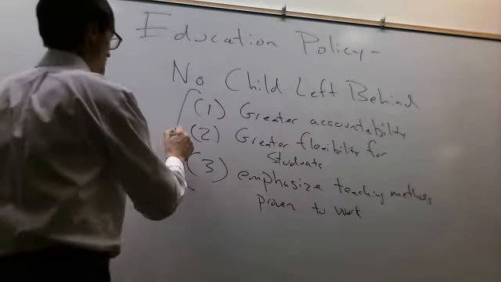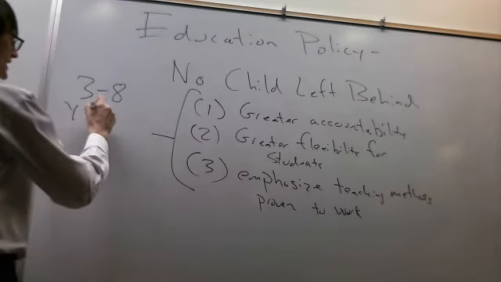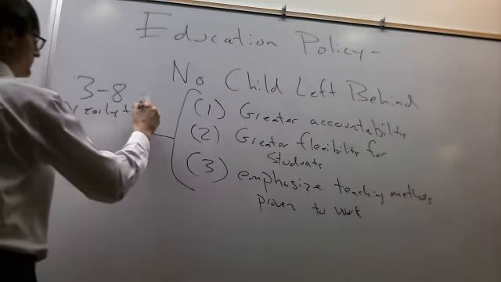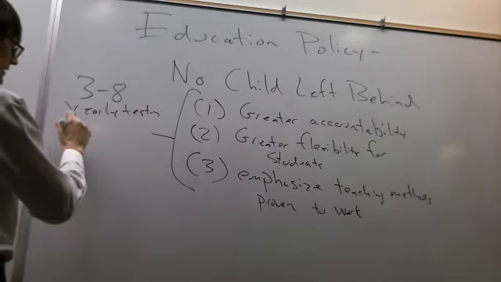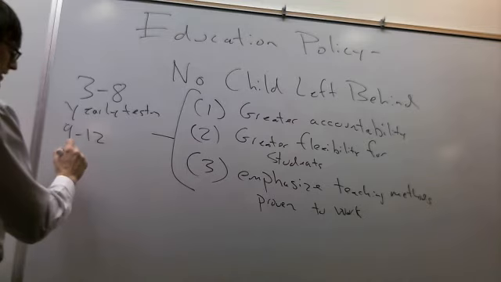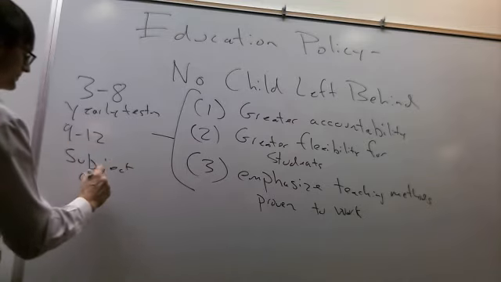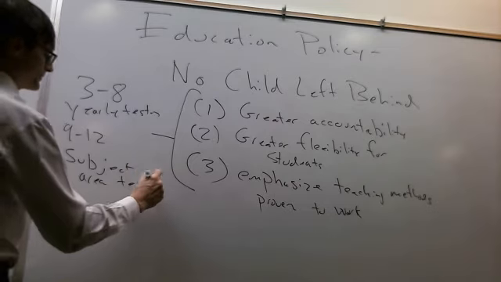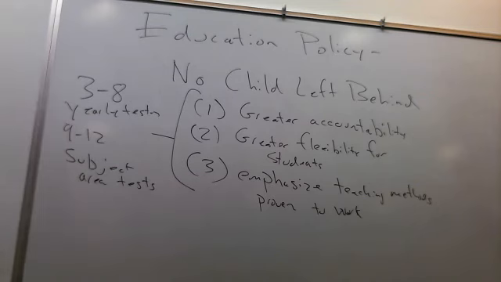Now, the way that all this stuff was done is that in grades 3 through 8, there's yearly testing. And then in grades 9 through 12, they basically had to pass subject area tests. And so in Mississippi, what was this? MCT. That was your MCT and your MCT2, right?